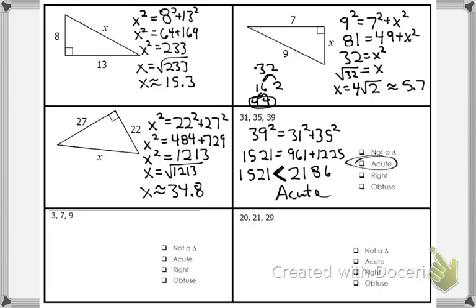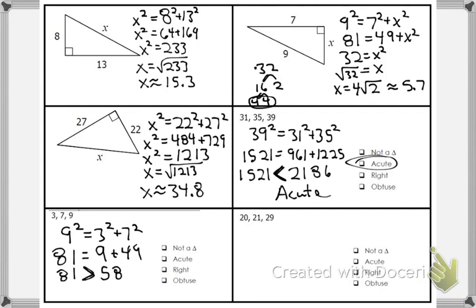For our next one, we have 9 as the longest side. 9 squared equals 3 squared plus 7 squared. 81 equals 9 plus 49, which gives us 81 and 58. So in this case, 81 is bigger than 58, clearly. So that means the longer side is greater than. The longer side is bigger than the other two. If it's greater than, we want to go with obtuse.